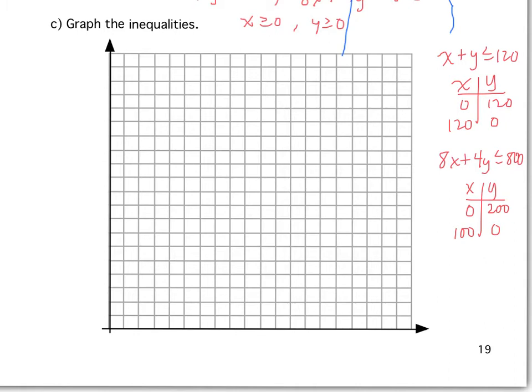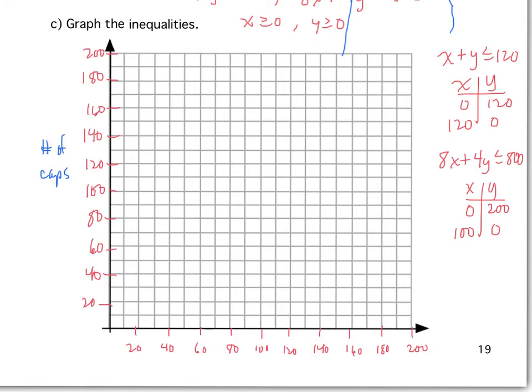So notice that I have to go up to 120 on the x-axis, and I have to go up to 200 on the y-axis. The graph here has 20 boxes, so we could basically go, each box is 20. So I'm going to go ahead and scale that, and then we will graph our inequalities. Alright, now that I have it scaled, I can graph it.